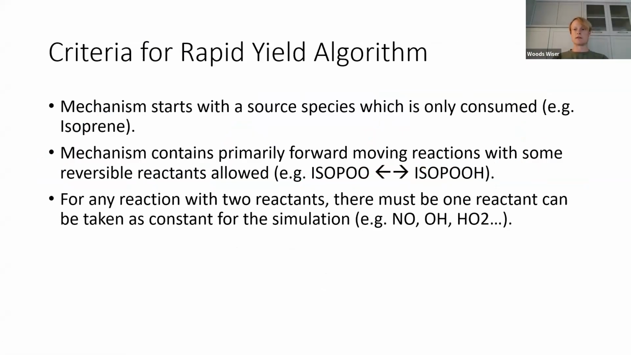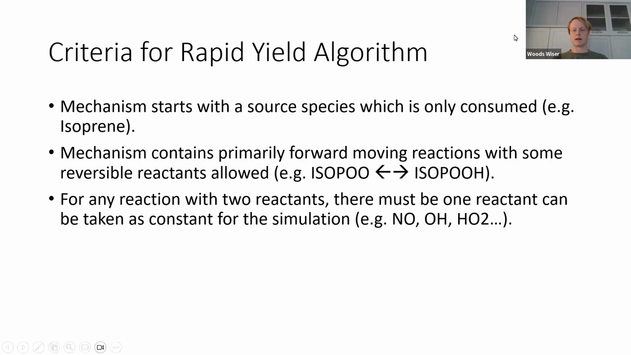So the criteria for the existing working rapid yield algorithm that I've worked on is that the mechanism starts with a source species, which is only consumed, it's not produced, at least within the confines of the mechanism. The mechanism contains primarily forward moving reactions with some reversible reactions in the mix, but not dominated by them. And for any reaction with two reactants, there must be one reactant that can be taken as a constant for the purpose of the algorithm.